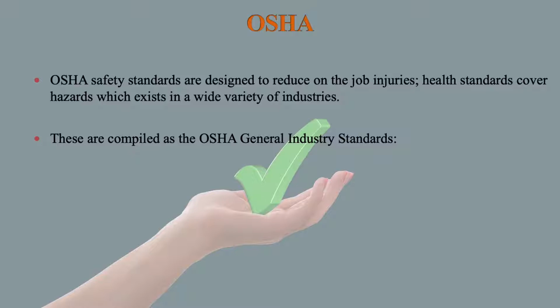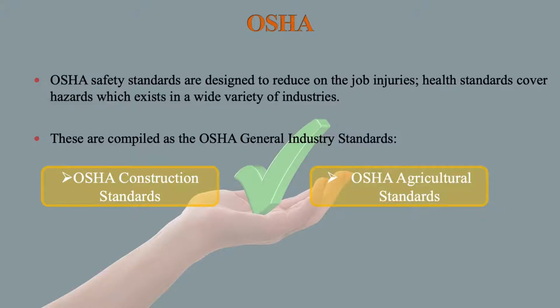So OSHA has developed some standards which are designed to reduce on-the-job injuries as well as enhance the health standards. These are compiled as the OSHA general industry standards, meaning depending upon the industry, they have developed some standards for particular industries, which are OSHA construction standards, OSHA agriculture standards, OSHA maritime sector standards. These are the three standards we will be discussing.